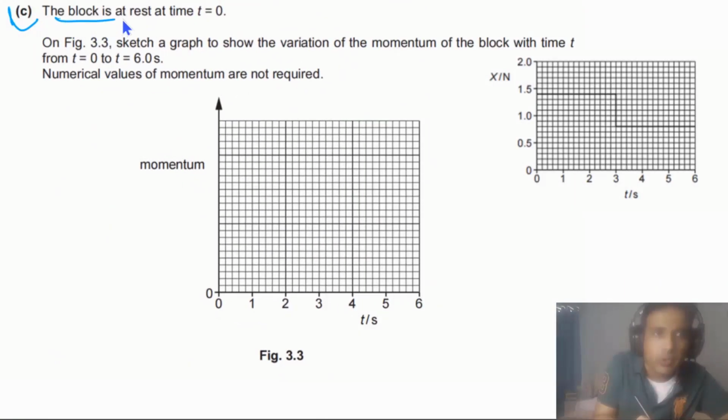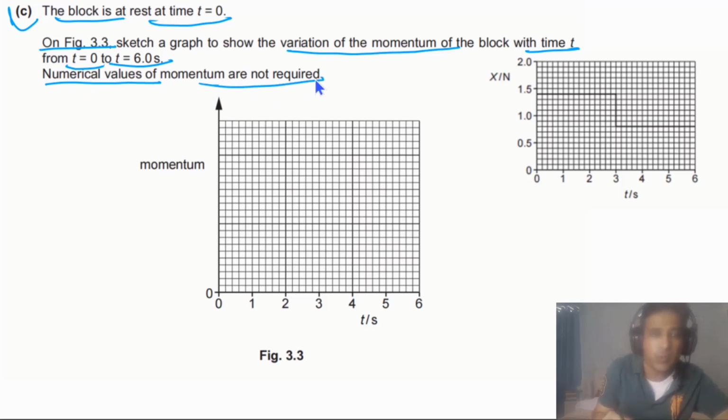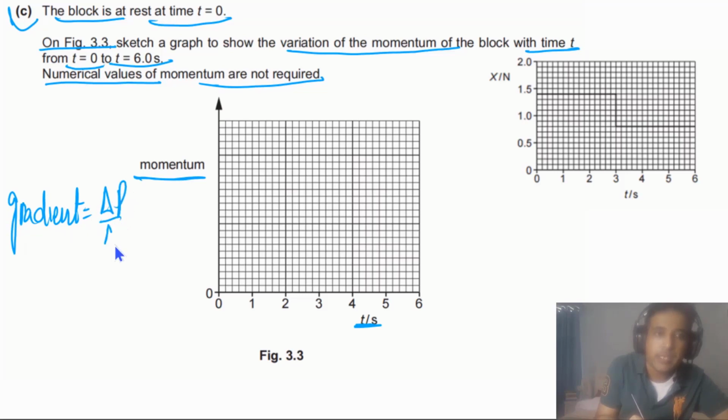Part C says the block is at rest at time t = 0. On figure 3.3, sketch a graph to show the variation of the momentum of the block with time t from time t = 0 to t = 6.0 seconds. Numerical values of momentum are not required. For this question, first thing we need to understand, we have momentum on y-axis and we have time on x-axis. So the gradient of this graph has to be equal to delta p by delta t, and this gradient is representing net force.